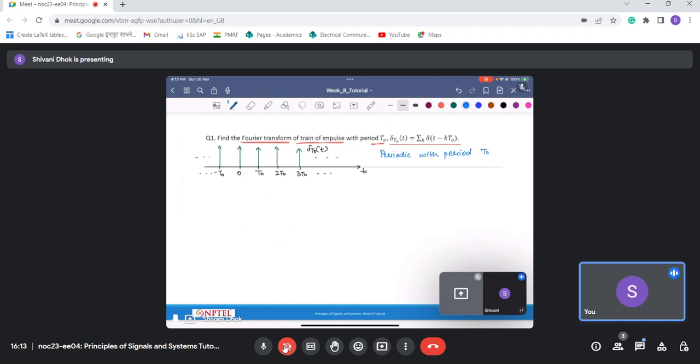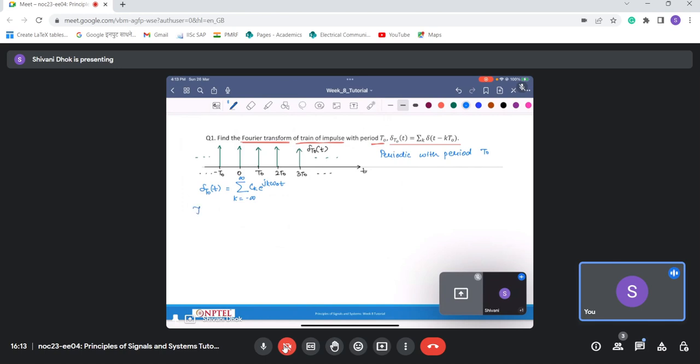and we know that any periodic signal can be written uniquely with the help of a linear combination of complex exponentials, which is nothing but the Fourier series representation. So this delta t naught of t can be written as summation k running from minus infinity to infinity of ck into e power j k omega naught t.